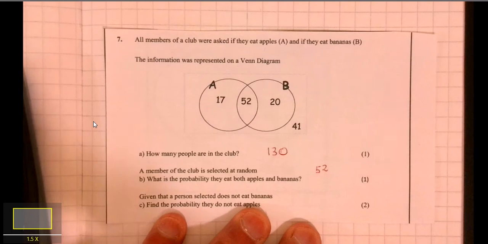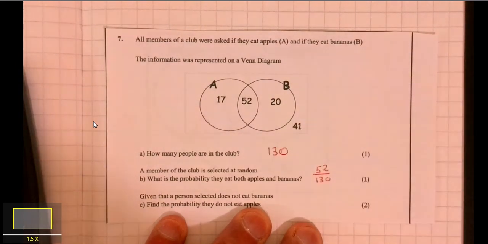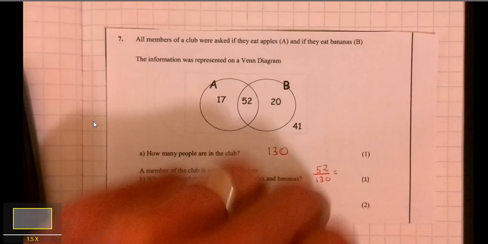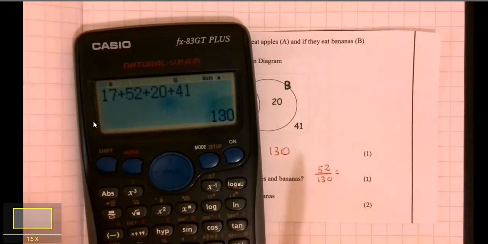52. How many people are in the club? 130. Now if you're being a bit lazy, I say if it was in a calculator exam, it'd be fine. I would just accept that. But it does say you're being a little bit lazy. You can use your calculator.